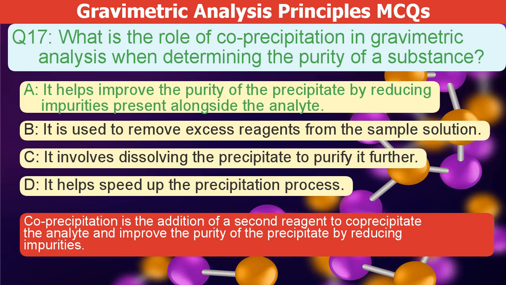The correct answer is A. Co-precipitation is the addition of a second reagent to co-precipitate the analyte and improve the purity of the precipitate by reducing impurities.